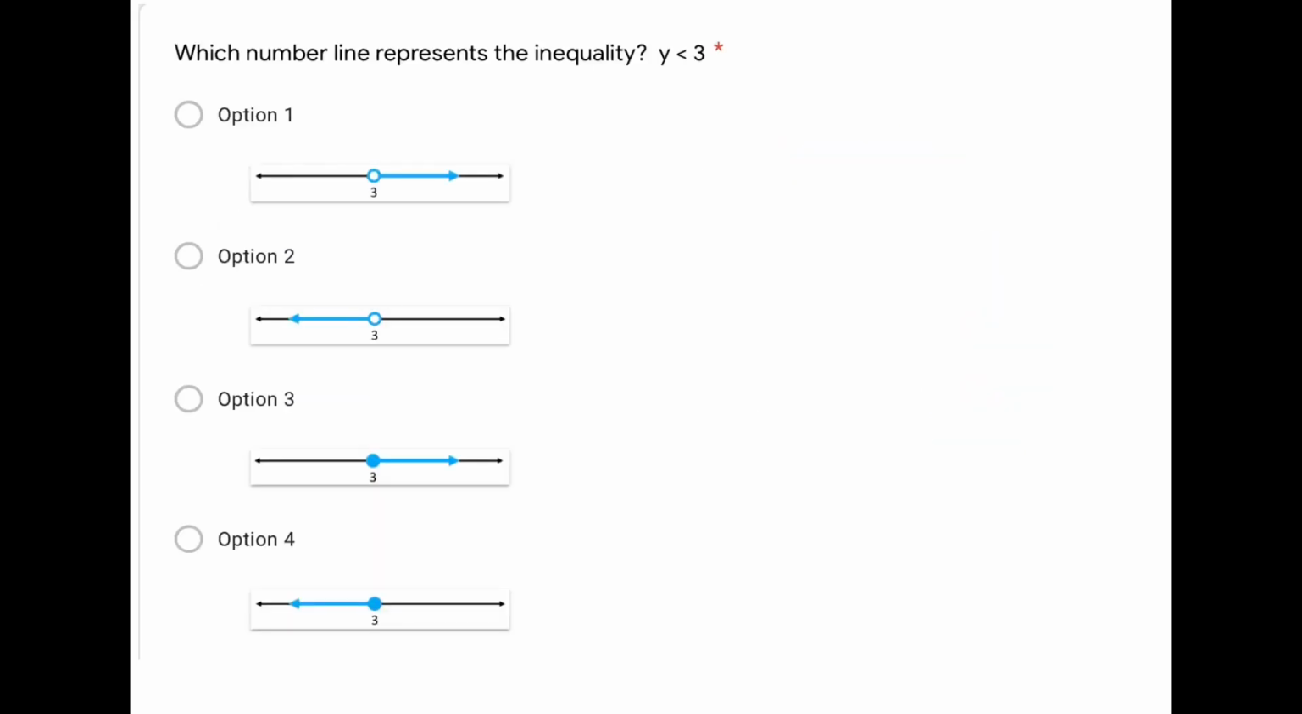Which number line represents the inequality y is less than 3? That means y is smaller. First of all, what kind of circle, open or closed, represents less than? And then we need to determine which way our line is going to go if y is smaller.